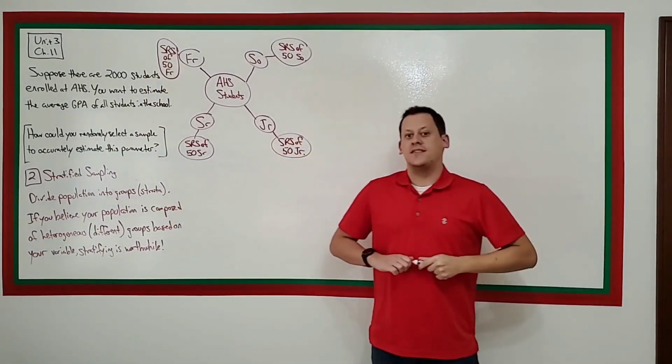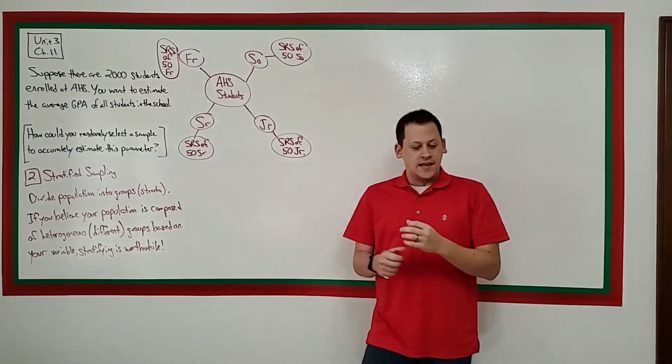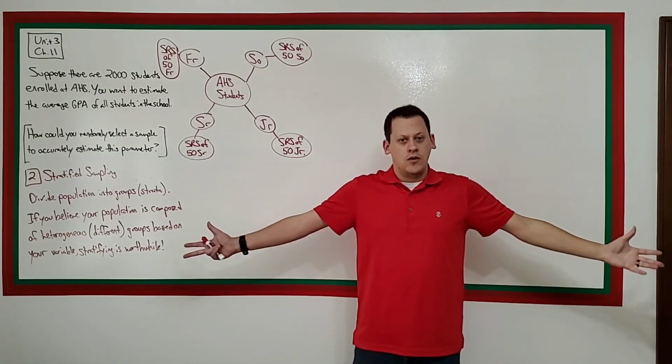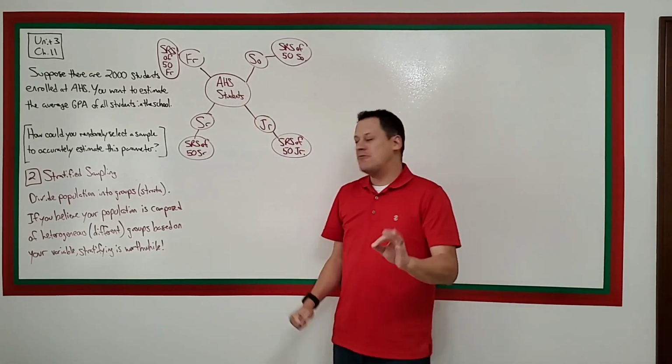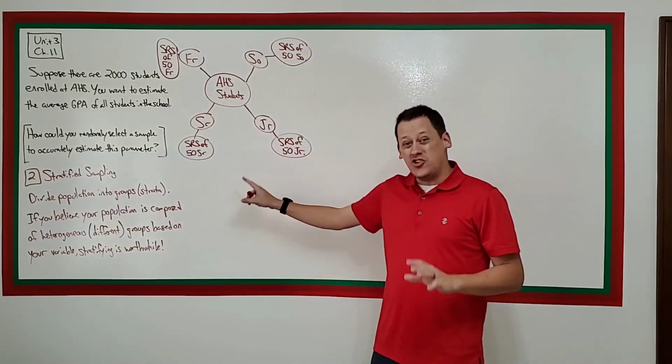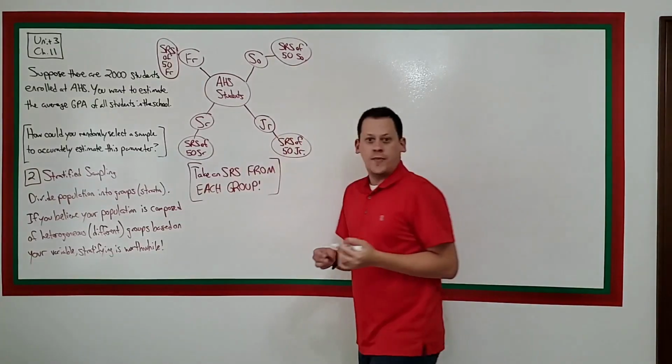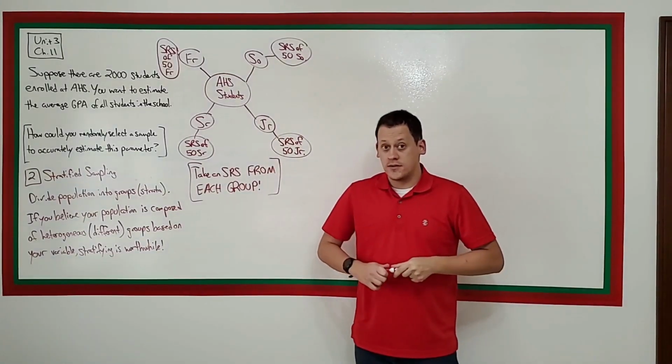So this is how stratified sampling works. Instead of just taking a sample from the population as a whole, we're splitting the population into groups, and we're taking a simple random sample from each group. That is how stratified sampling works.